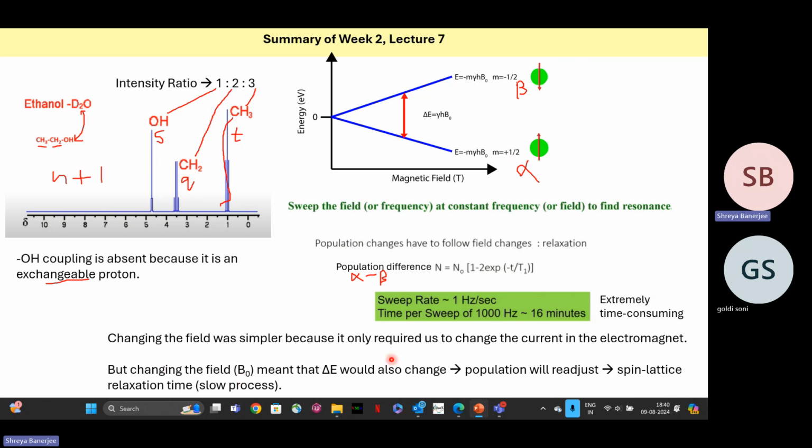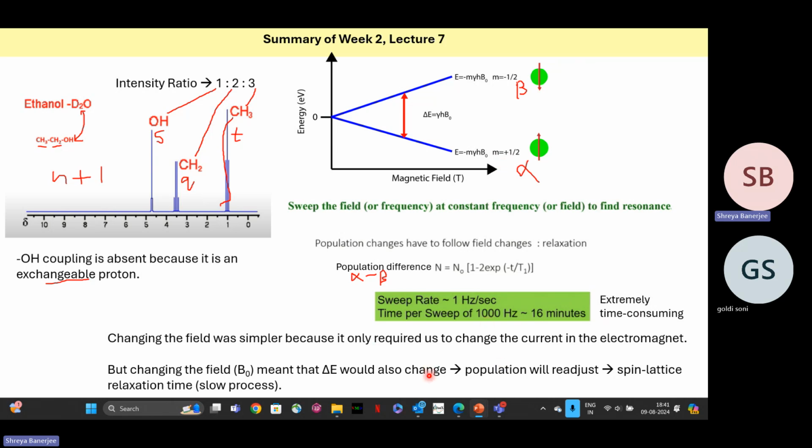So this is a very time consuming process, and that is why it was thought that something better is needed. These continuous wave NMR spectrometers need to be improved so that the time can be reduced.